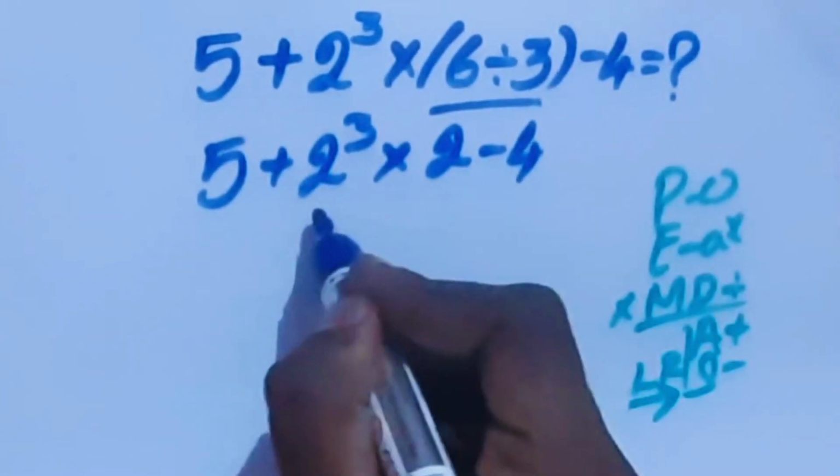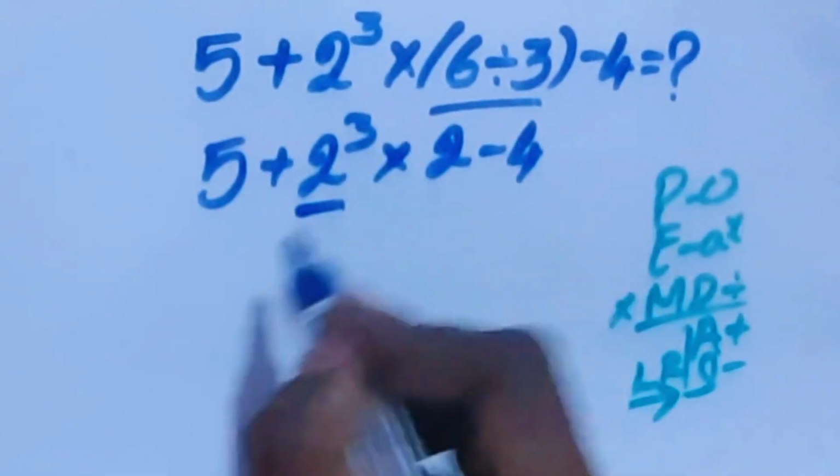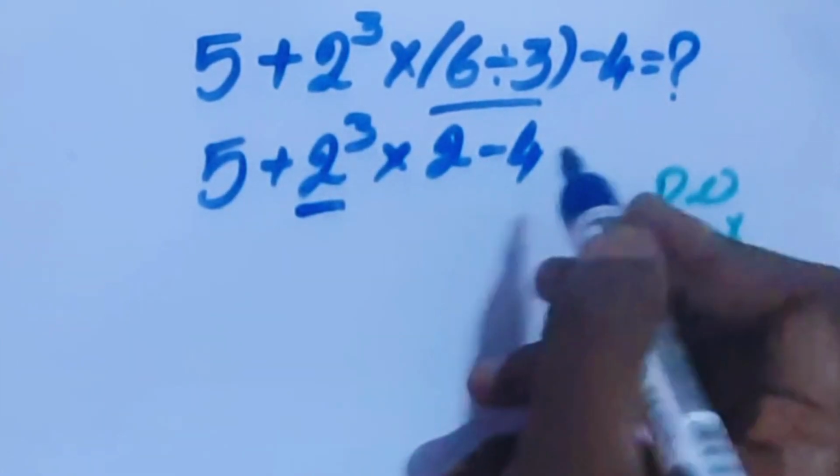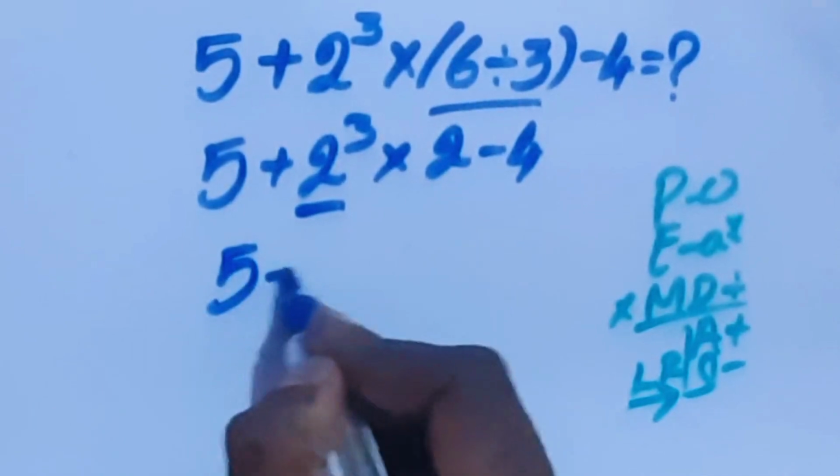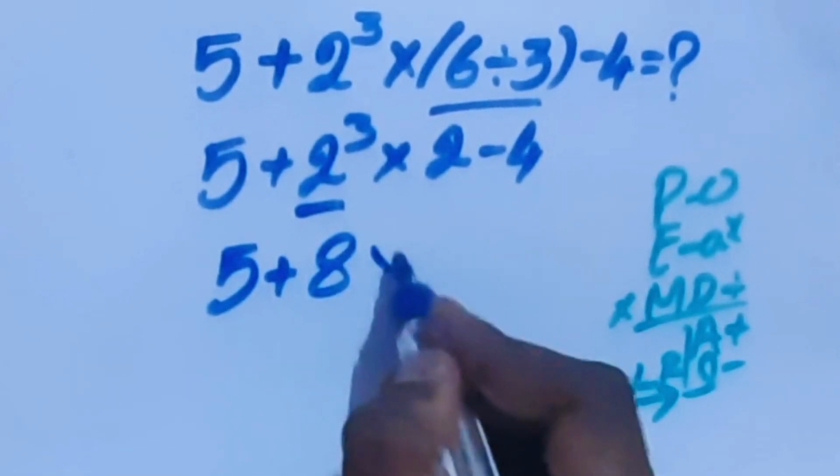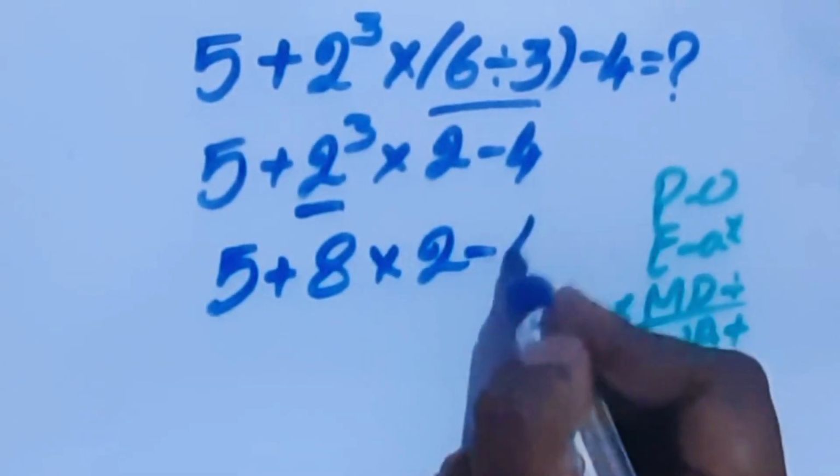Here the next priority is exponent. Here we have 2 power 3. We have to do this 2 power 3 before this operation. So 5 plus 2 power 3 is 8, times 2, minus 4.